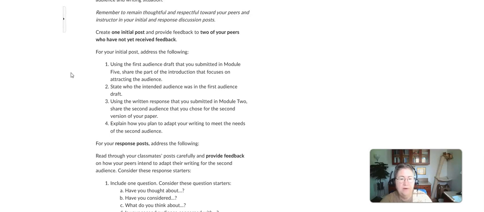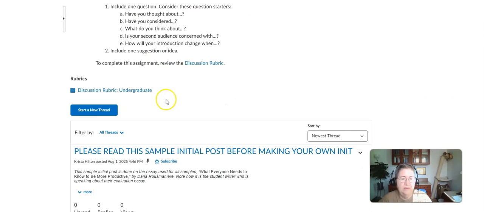Then number 4, explain how you plan to adapt your writing to meet the needs of the second audience. So basically, you need to share with us what your plan is for changing the drawing the reader in section of the introduction for your second essay. All right, so let's take a look then at the sample.